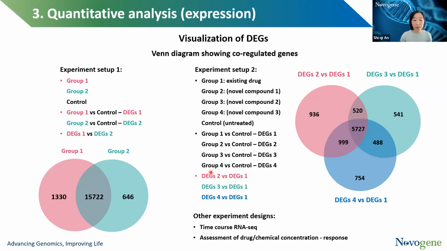So basically it takes two steps. You normalize first to one control, and then you compare again to the existing drug or one time point or something. This can be applied to different experiment designs, for example time course RNA-seq, or sometimes an assessment of drug or chemical concentration response. So usually it requires two steps of normalization and comparison.